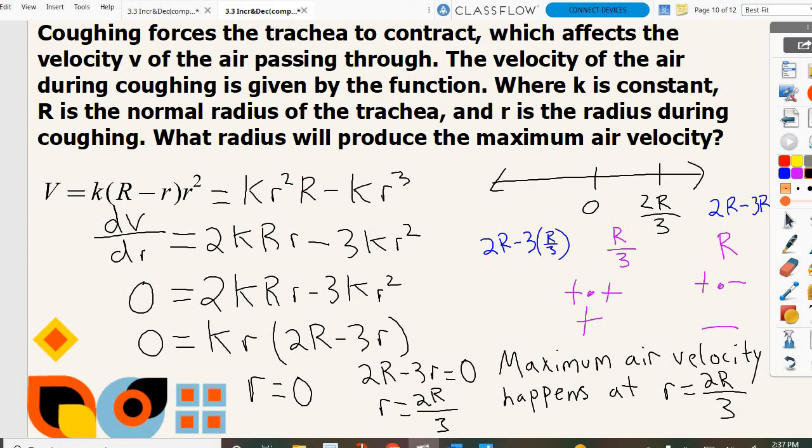Is that like the absolute max? It would be, because after that we would be decreasing. In this case it would be both. We don't come back up anywhere else, so it just goes down forever. So that's my only maximum.